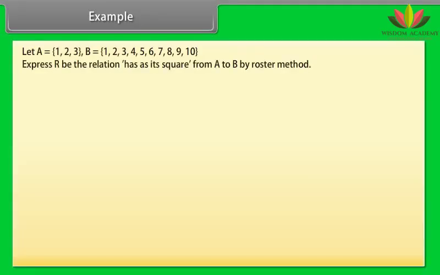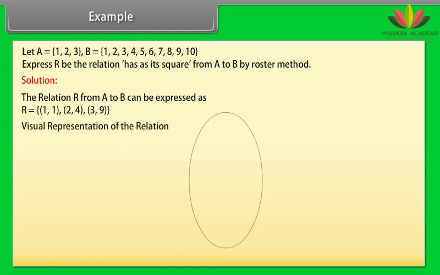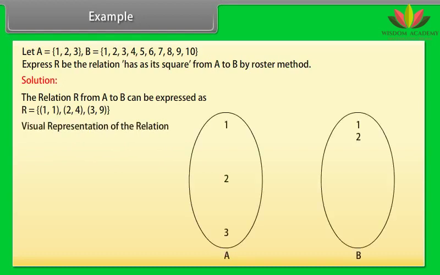Example: let A = {1, 2, 3} and B = {1, 2, 3, 4, 5, 6, 7, 8, 9, 10}. Express R, the relation "has as its square" from A to B, by roster method. Solution: the relation R from A to B can be expressed as R = {(1, 1), (2, 4), (3, 9)}. The visual representation of the relation is shown below.